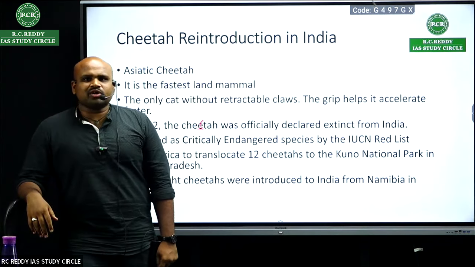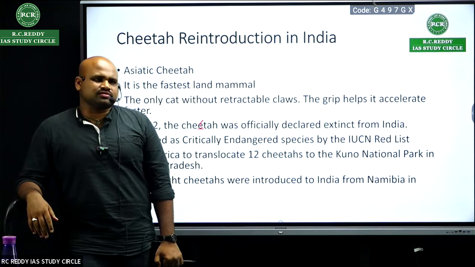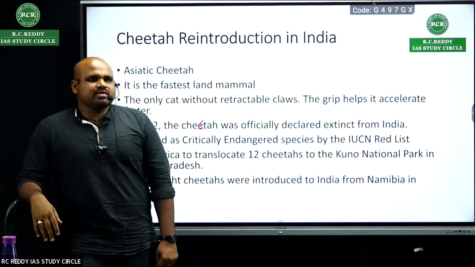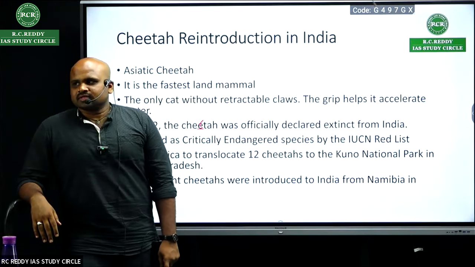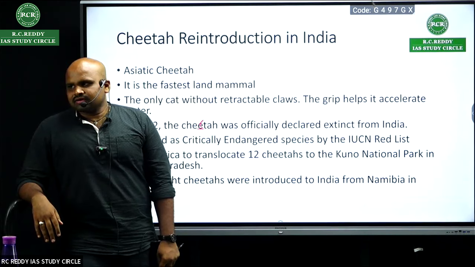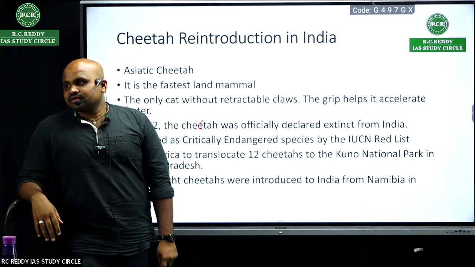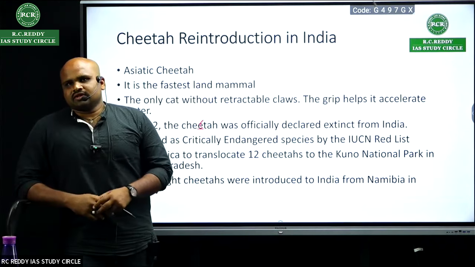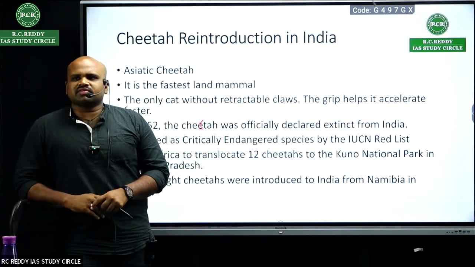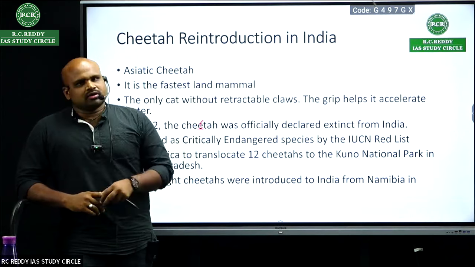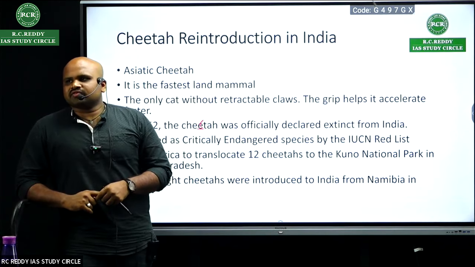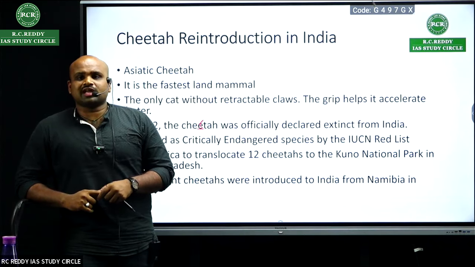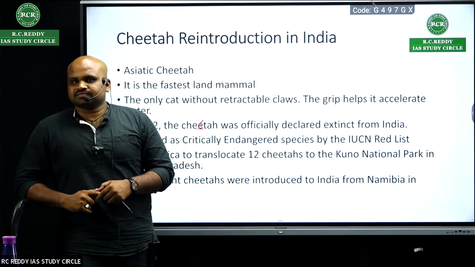Who is going to be the head of the National Biodiversity Authority, NBA? Secretary of the Ministry of Environment, Forest and Climate Change. Who is the chairperson of NBA, the National Biodiversity Authority? It is chaired by the Secretary of the Ministry of Environment, Forest and Climate Change. Right? Who is the chairperson of the Animal Welfare Board of India?